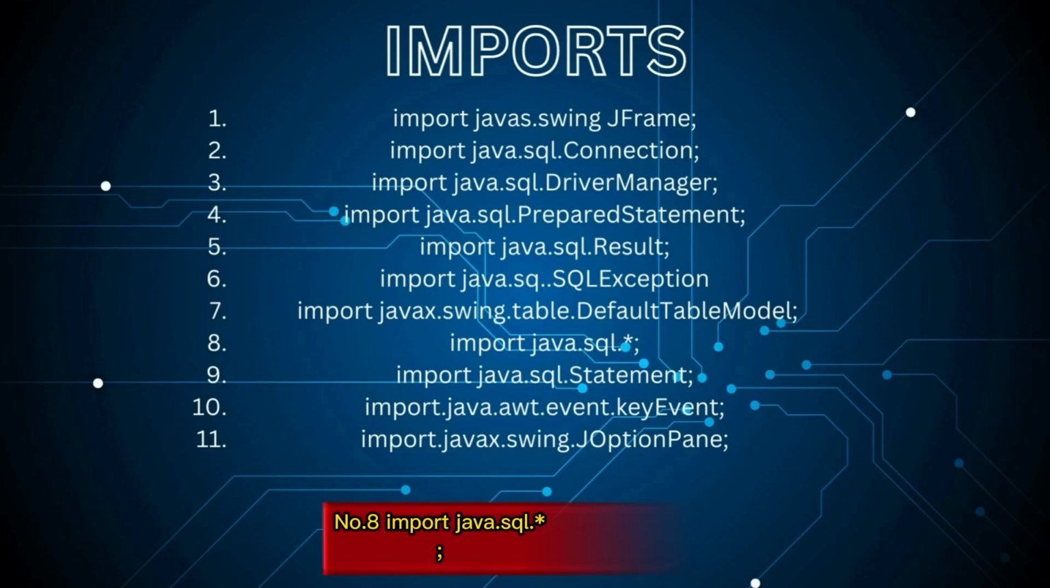Number 8. Import java.sql.*; This import statement is used to import all classes and interfaces from the java.sql package. The asterisk wildcard character denotes that all members of the package should be imported. It is a shorthand way of importing multiple classes and interfaces from the same package.